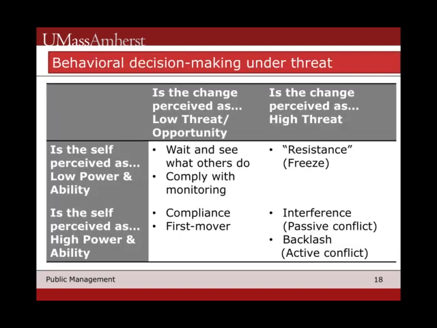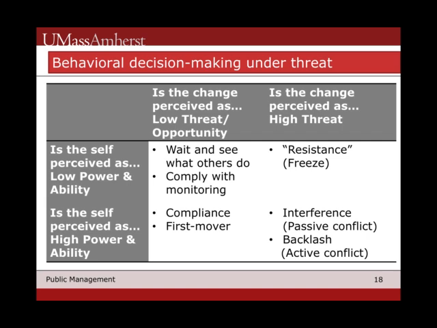The most important thing to really know for this course is the idea that we can think about a 2x2 table of how organizational employees are going to tend to make decisions when they're under threat. So think about any type of change of any sort, and certain types of organizational conditions might present some series of threat. And so the 2x2 table basically says, how threatening is this thing out there, and how powerful do I perceive myself to be?